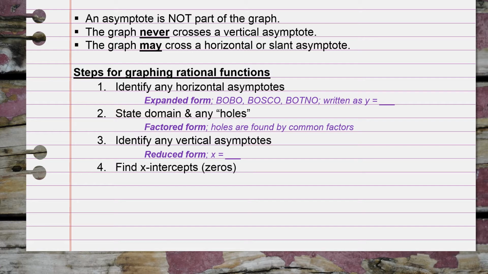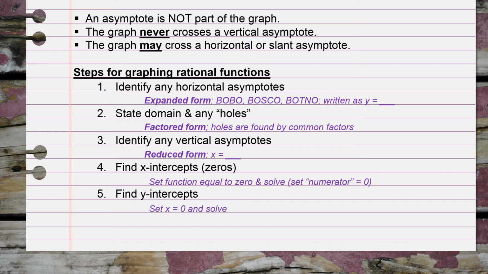Number 4, we then find x-intercepts, or our zeros. To do that, we take the original function and set it equal to 0 and solve. In the process of solving, it always ends up being setting the numerator equal to 0 and then solving. Number 5, we find the y-intercept, and the y-intercept is always where x equals 0, and then we solve. And then the last step is we graph this information, and then we find additional points. Let's look at an example.